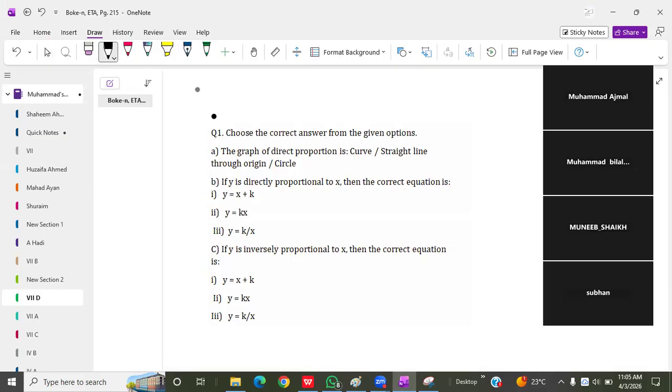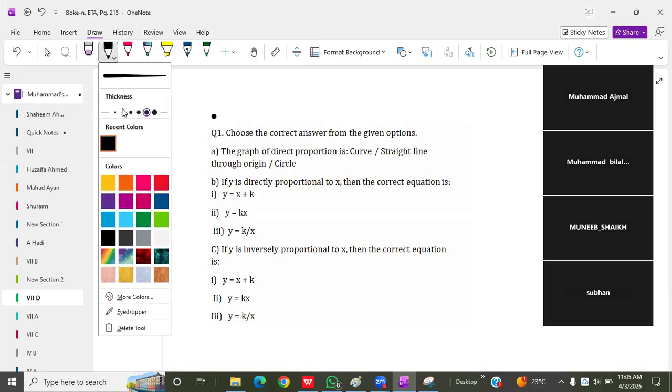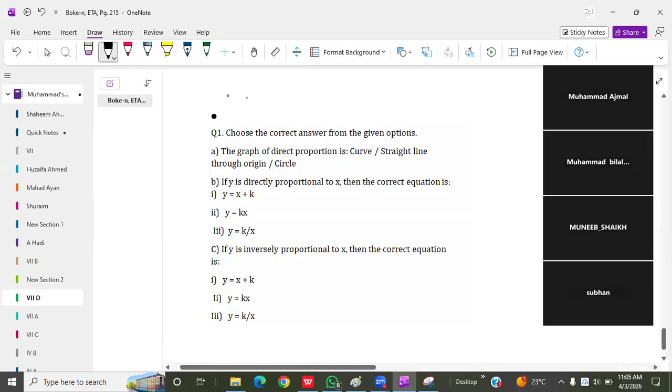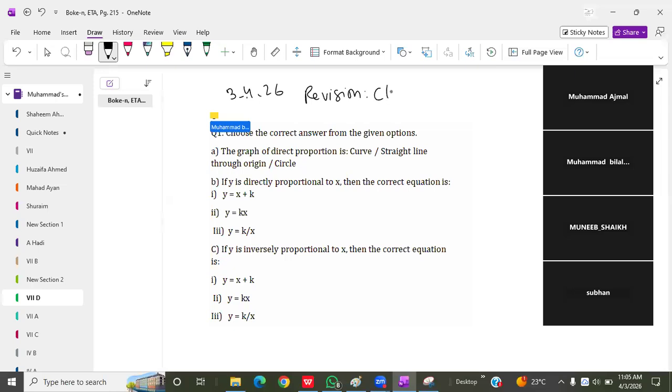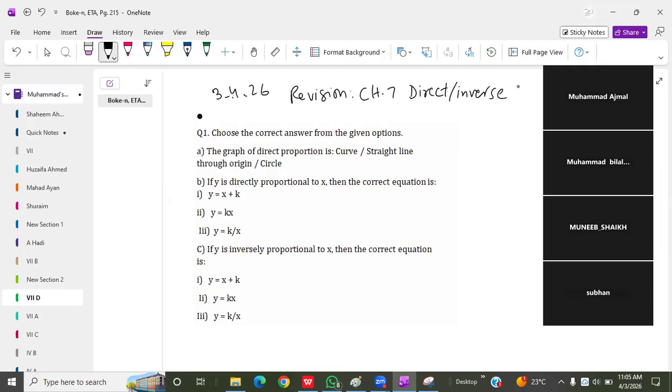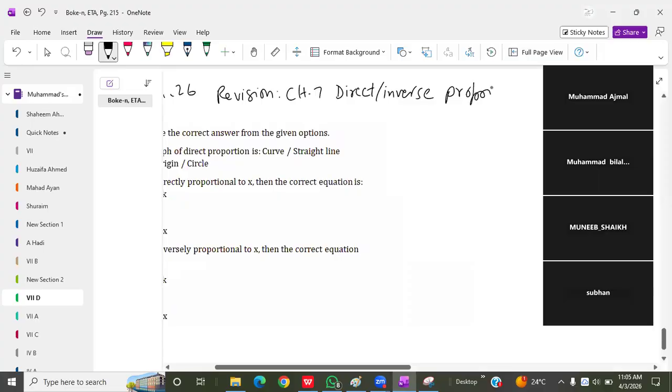Okay, this is 3 April and we are going to revise chapter 7, direct and inverse proportion. This is in book 2.